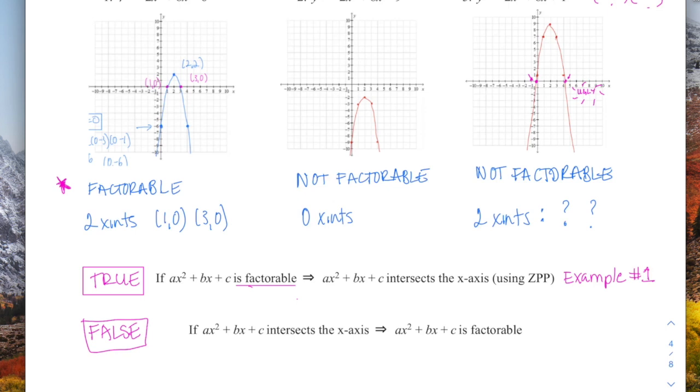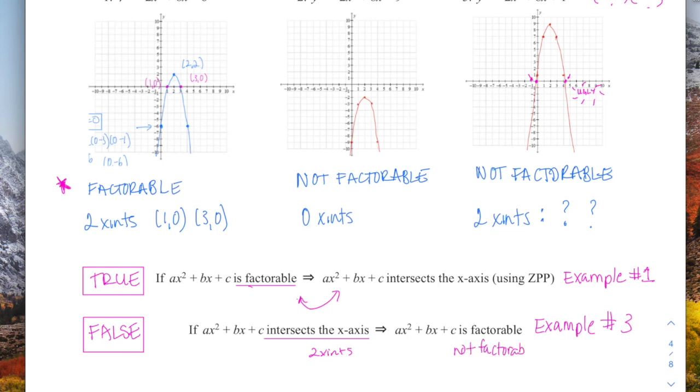Now, the following we've seen is false. If I try to flip this logic statement around and say that if ax squared plus bx plus c intersects the x-axis, then it's factorable. Well, that's not true, because we can see that in example number 3, I have two x-intercepts, but it's not factorable.